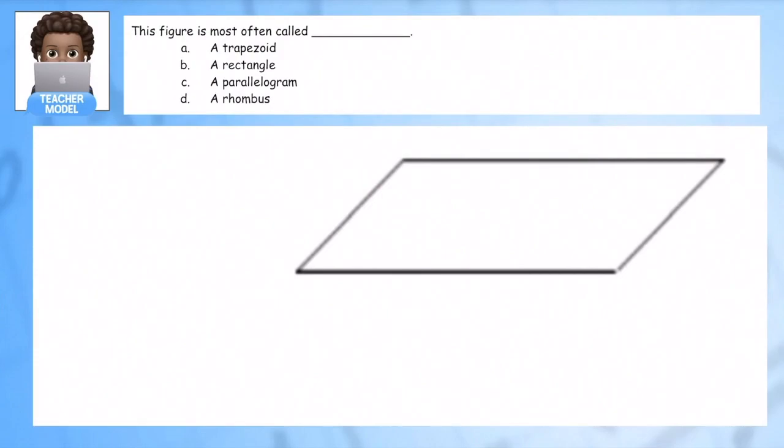Let's jump into our first problem. This figure is most likely or most often called a what? So the first question I'm going to ask myself, just looking at our picture, is how many pairs of parallel lines do we have?